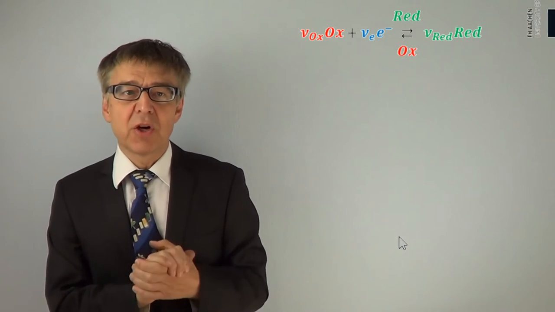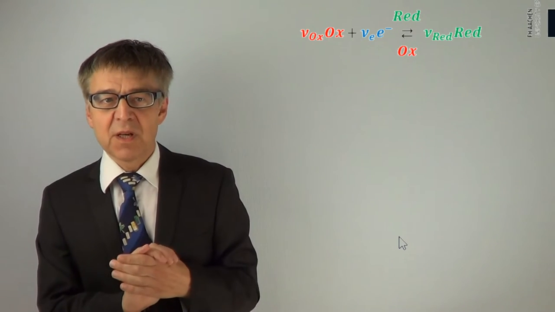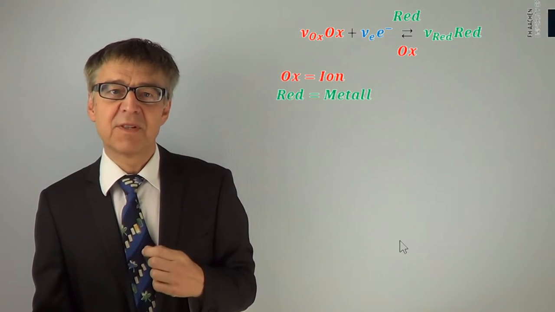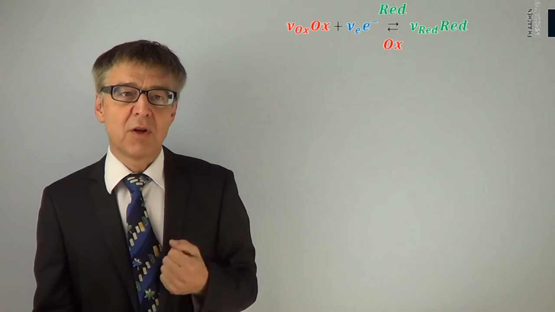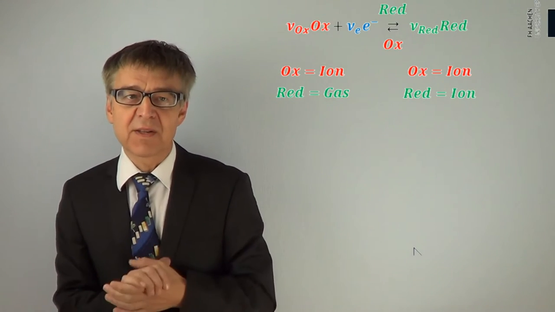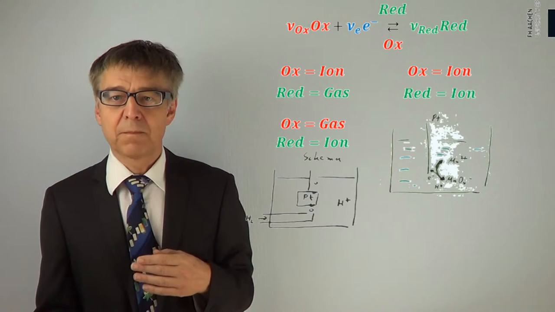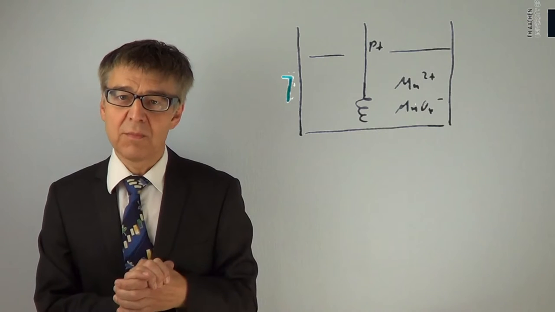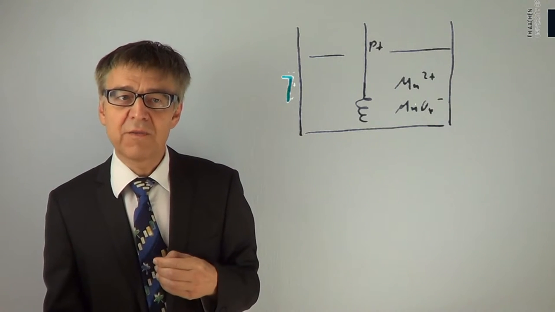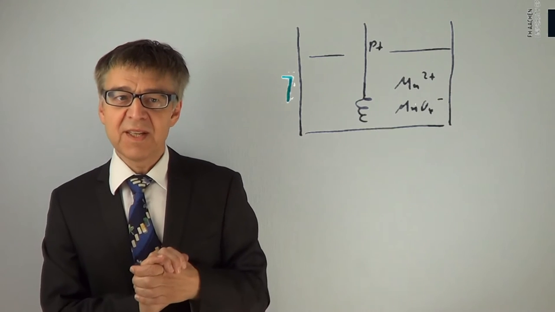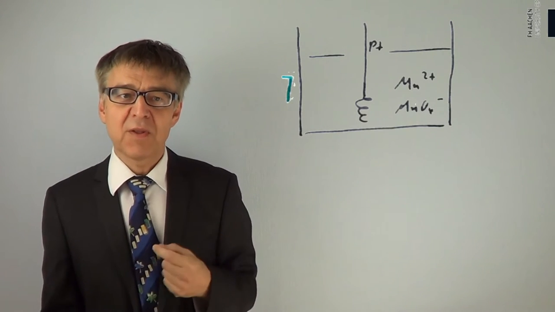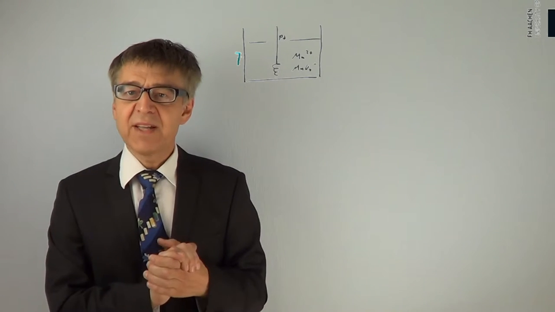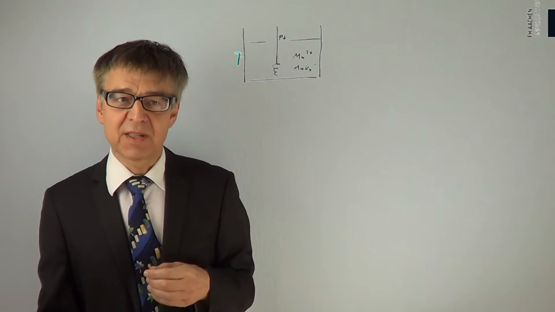Depending on the chemical nature of the oxidized and reduced species, we distinguish between several types of electrodes: metal electrodes, reference electrodes, non-metal electrodes, and redox electrodes. In a redox electrode, both oxidized and reduced form of the redox couple are dissolved in the electrolyte. We also need an inert electronic conductor to measure the electron push or pull of the redox couple, platinum or graphite. The iron-2, iron-3 electrode is an example for such an electrode.